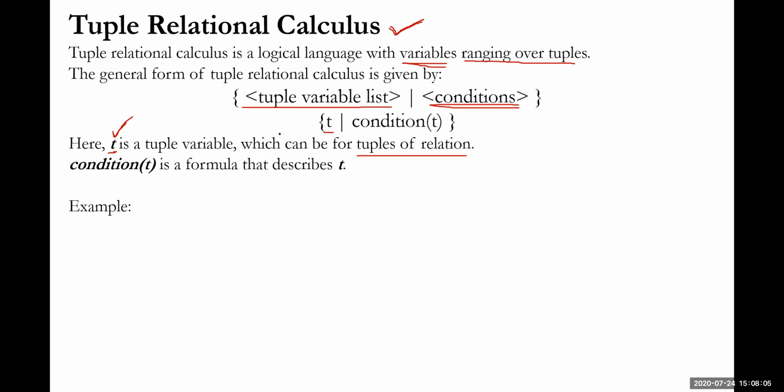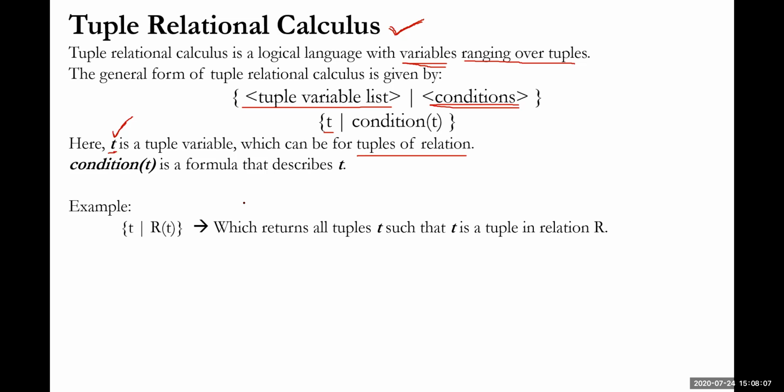Let us see one example. You could take a generic example: T such that relation of T. What does it mean? The total tuples of that relation, that is the table, are taken into consideration, so display everything. Don't apply any kind of condition. If you specify something like this, all rows of that particular table will be displayed.